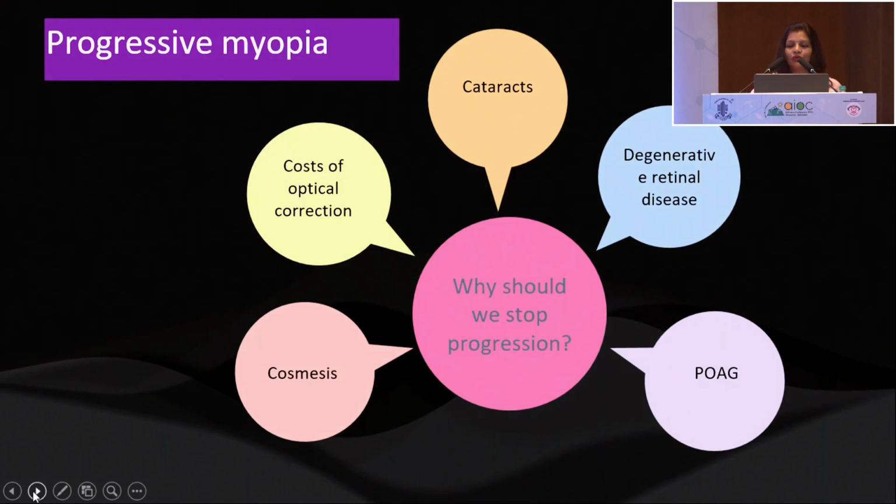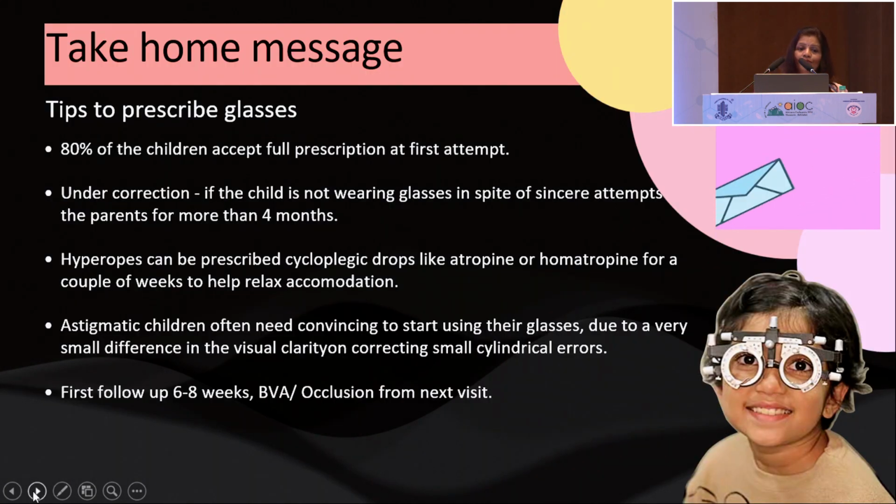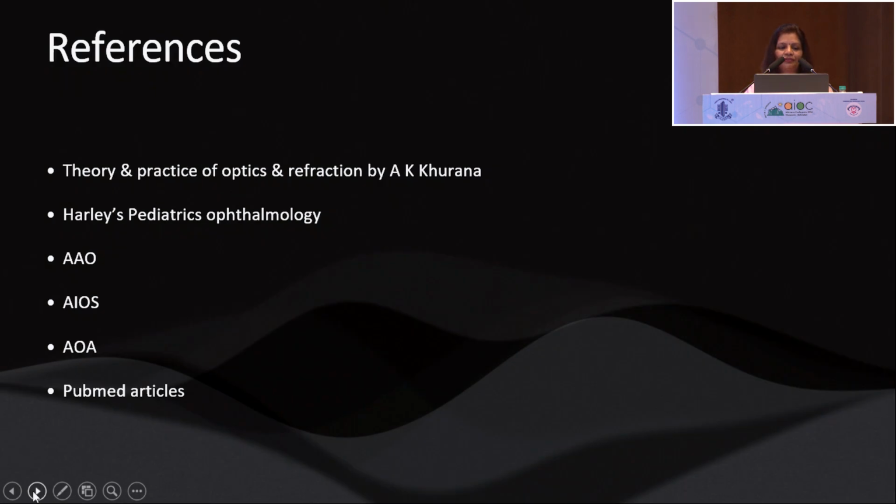So why should we stop progression? Because there is always a risk of development of certain diseases like cataract, glaucoma, and degenerative retinal diseases, and parents have to bear the cost of optical correction, and definitely for cosmetic purposes. So the take-home message: 80% of children accept the full prescription at first attempt, and if the child is not wearing the glasses in spite of sincere attempts by the parents for 4 months, undercorrect the glasses, then prescribe them. The first follow-up should be 6 to 8 weeks after prescribing the glasses, and occlusion should be given at the next visit. Thank you.